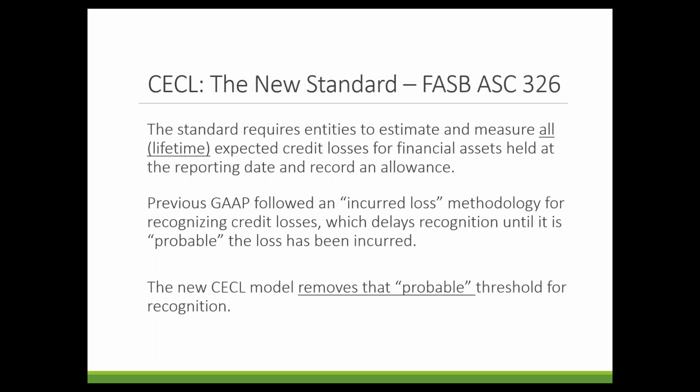The new standard requires that entities look at lifetime expected credit losses of the financial assets held at the reporting date. In the case of trade accounts receivable, this generally means estimating a reserve for losses, even if there aren't any particular receivables at the report date where a loss is probable. This is a major difference from previous GAAP, where we followed the incurred loss model. This meant that the allowance for losses only considered receivables where it was probable that collection wasn't going to happen. So let's compare the lifetime expected credit loss concept to the old incurred loss model on the next slide.